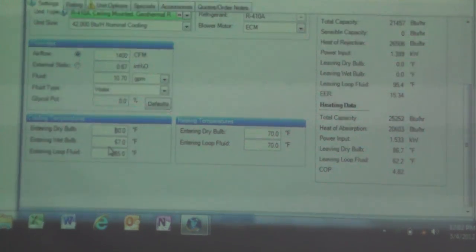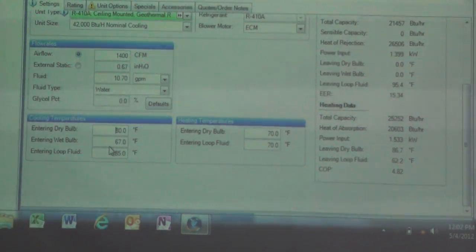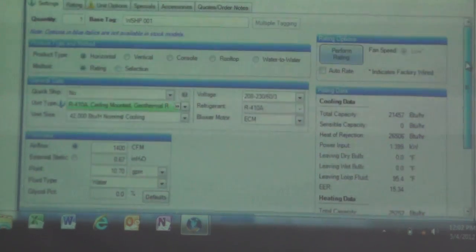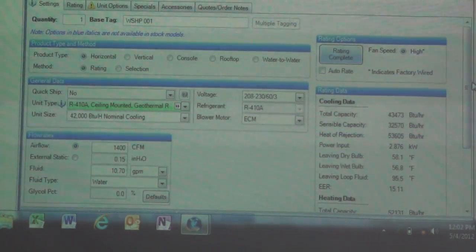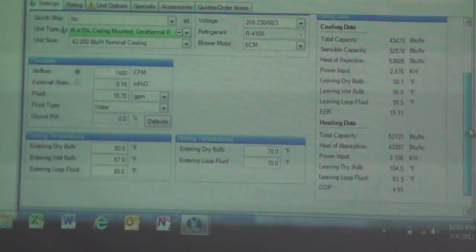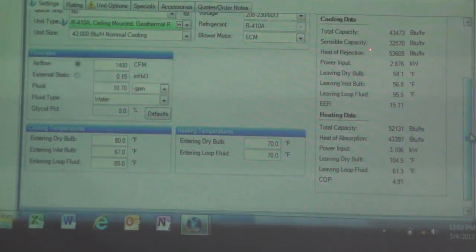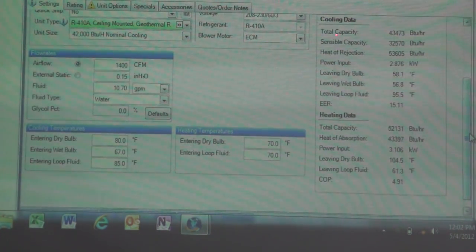I have to hit, sorry, you can't see the whole screen. I have to hit rate performance there to get that new selection to populate. And now over here on this side, we can see the conditions. So you have cooling conditions and heating conditions. Let's just take the cooling conditions first.